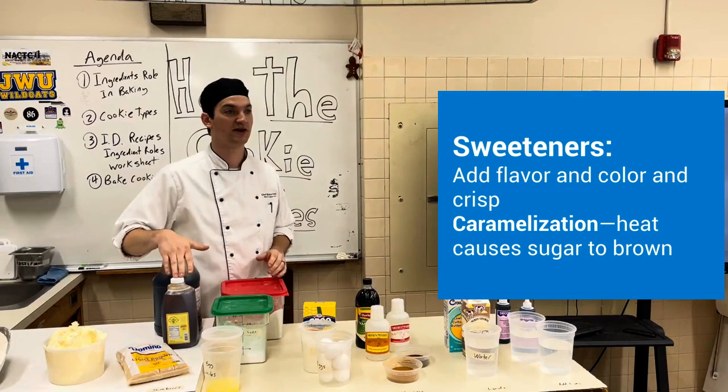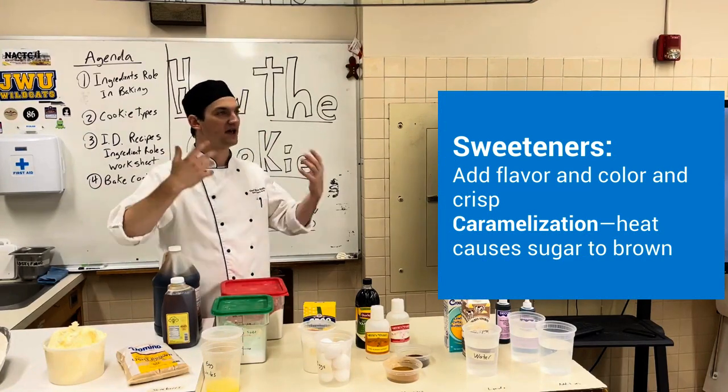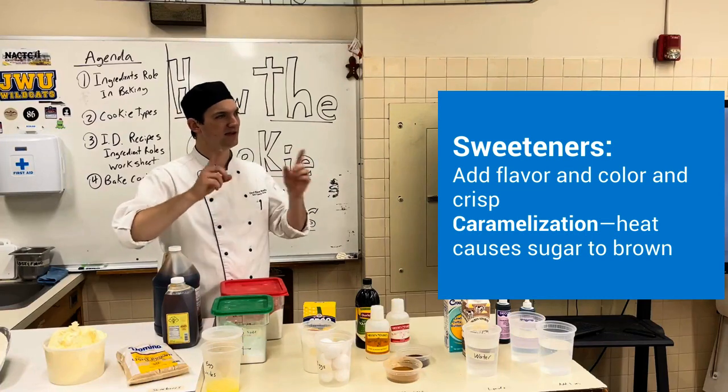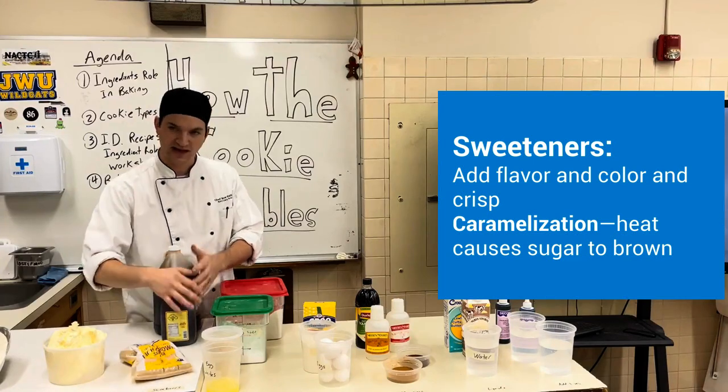Anytime we use liquid sugars in a recipe, it makes things really chewy. Think of an oatmeal raisin cookie, right? It's got that gummy, chewy texture. It's not quite snappy on the outside, but it's got that gooey middle. That's from using high amounts of either brown sugar, molasses, or honey.